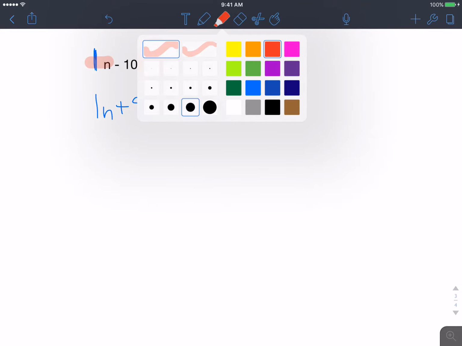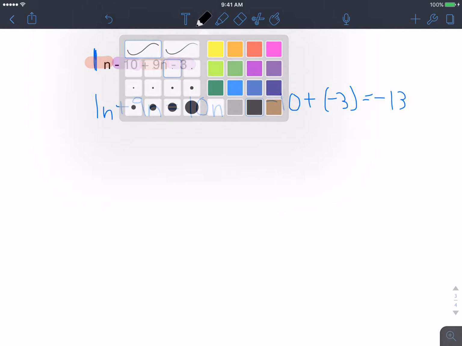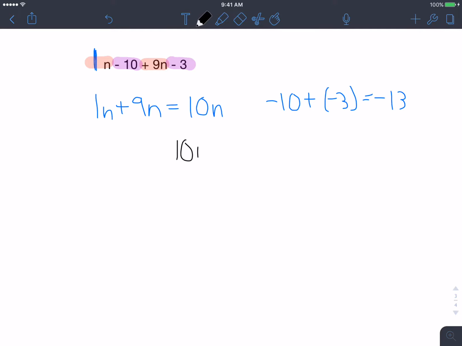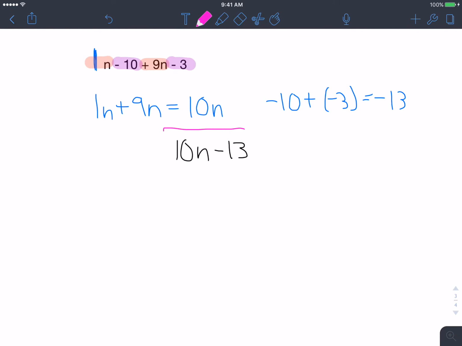Now I'm going to look at my numbers without letters. I have -10 and I have -3. -10 plus -3 gives me -13. So my final answer is going to be 10n minus 13. Notice that I do not combine my 10n and -13. They are not considered to be like terms.